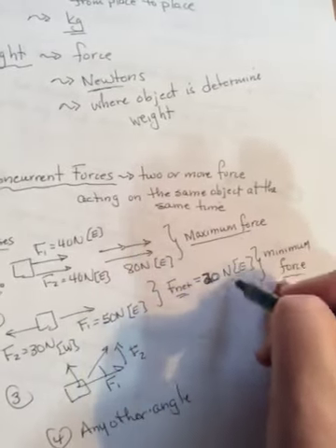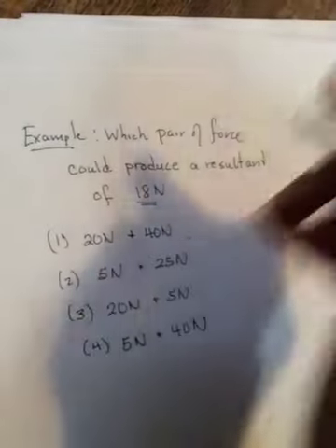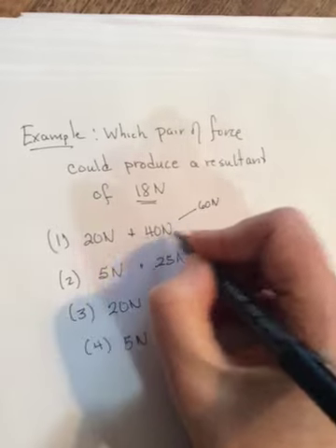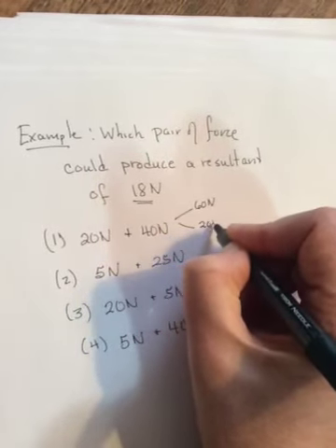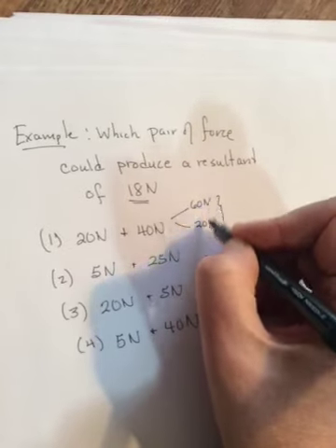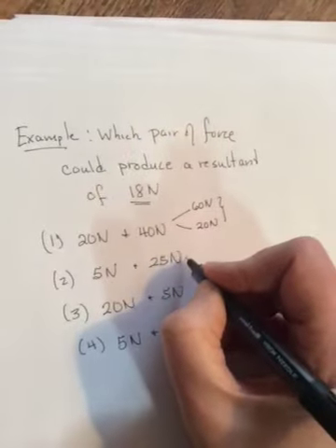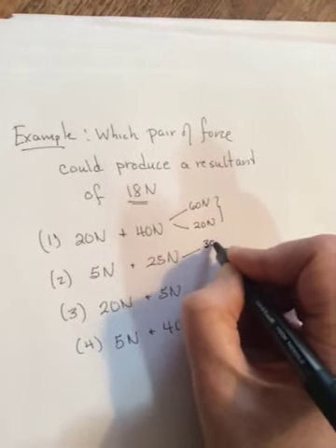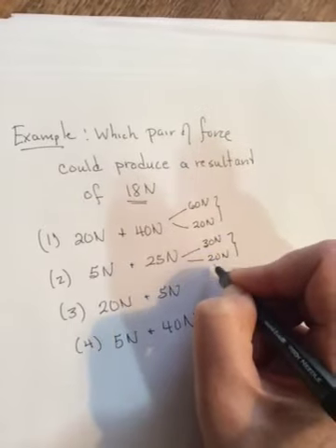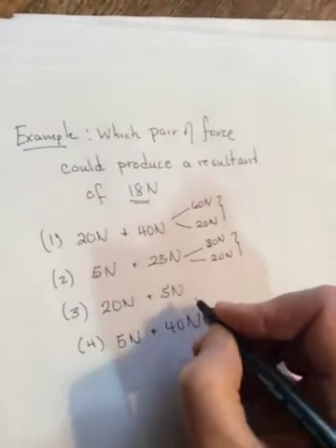If you add them, you get the maximum force, and if you subtract them, you get the minimum force. So if we add 40 and 20, we get 60 newtons. And if we subtract them, we get 20 newtons. So this pair of forces can only produce forces in between 20 and 60, and 18 isn't. If you add this pair, you get 30 newtons. If you subtract them, you get 20 newtons. This pair can only produce forces between 20 and 30, 18 isn't.